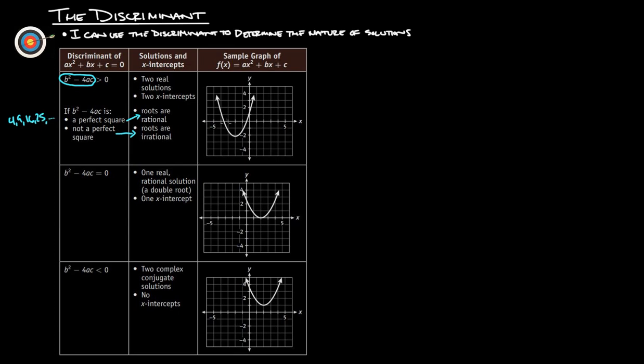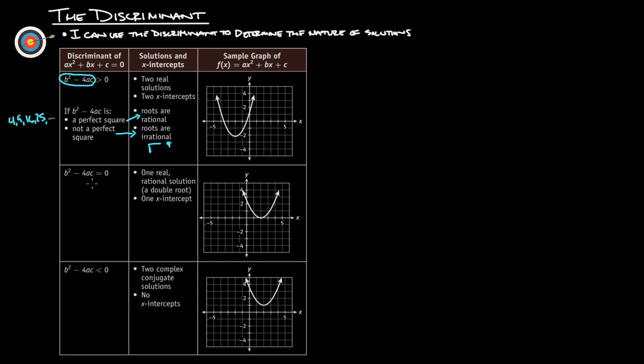If it's a perfect square, then the roots are what we call rational, because you're just going to have whole numbers there. If the root is not a perfect square, then the roots are irrational. Okay, so that means it's going to have some kind of root in there. So if you end up with a square root in your answer, that means they're irrational. If there's no square root, then it's rational.